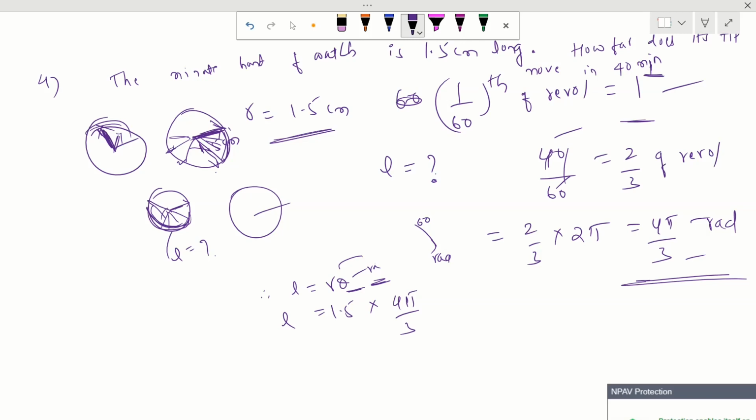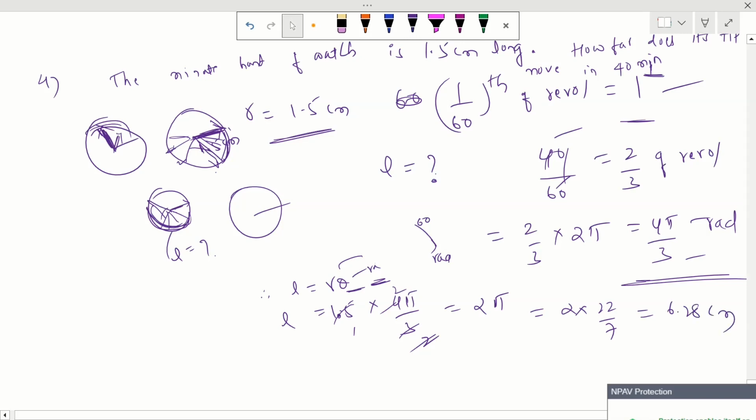Then it is 1.5 into 2, which is 3. Then it is 2 pi. And 2 into the pi value, 22 by 7. If we simplify this, we get 6.28 centimeter. Okay, now this is complete.